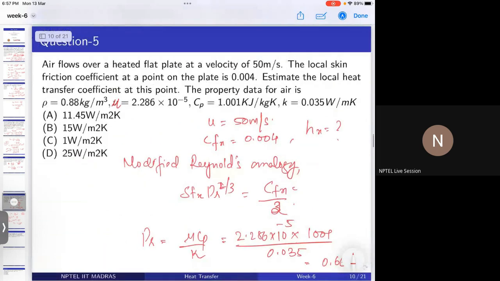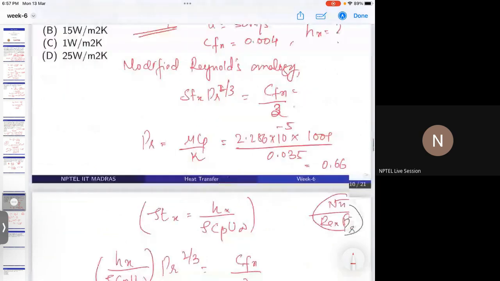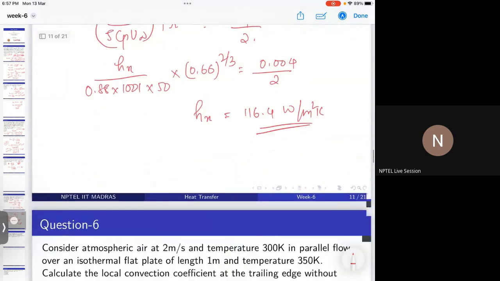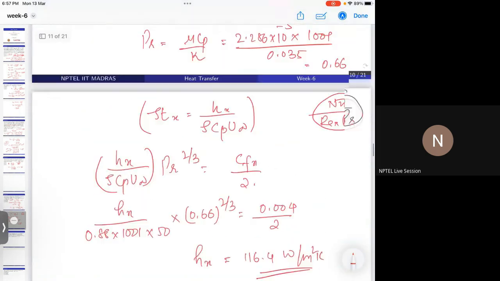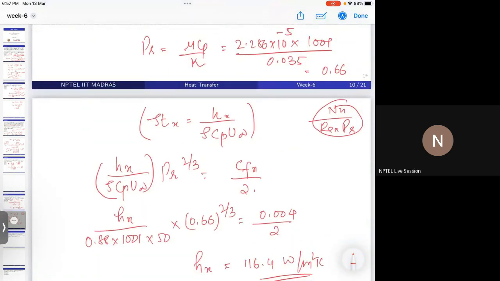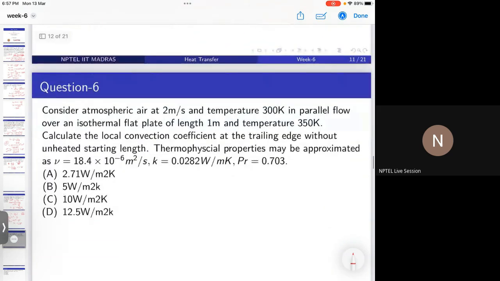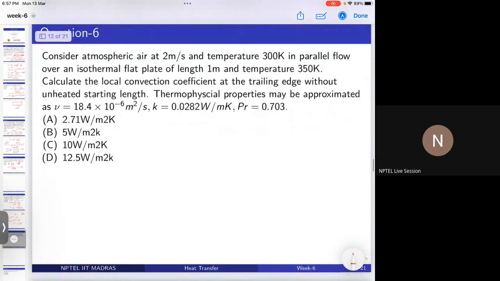Yes, I calculated with 5 meter per second. That's okay. So I hope this question was clear because we have already done it. It's just a direct application of Reynolds analogy, modified Reynolds analogy. Now we have another question.